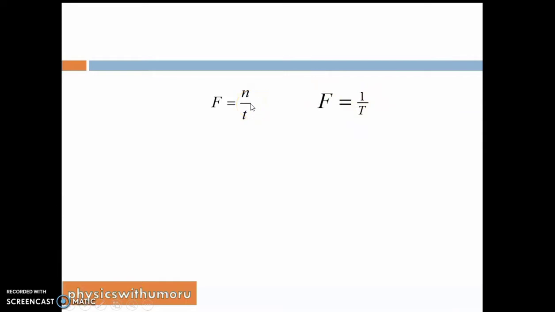Or we can also look at it this way. If the number of cycles is 1, it means that the time taken to complete one cycle is the period. So if n is equal to 1, then t is going to be capital T. That is, the time becomes the period when the number of cycles is 1. So with this, we have the relationship connecting the frequency and the period. Therefore, we can also say that the period is 1 over the frequency if we make t the subject of the formula from here.